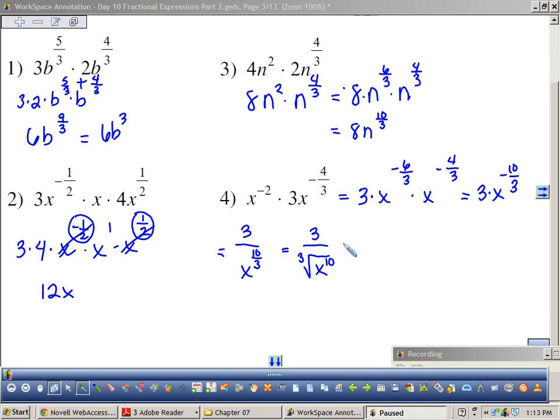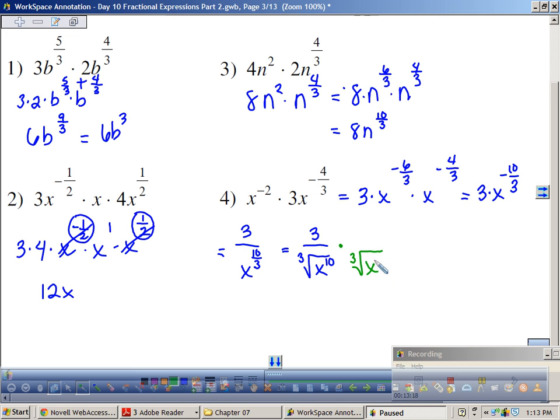Okay. So I need to multiply by 2. I need 2 more, because if I had 2 more, I'd have x to the 12th, and that's divisible by 3, right?